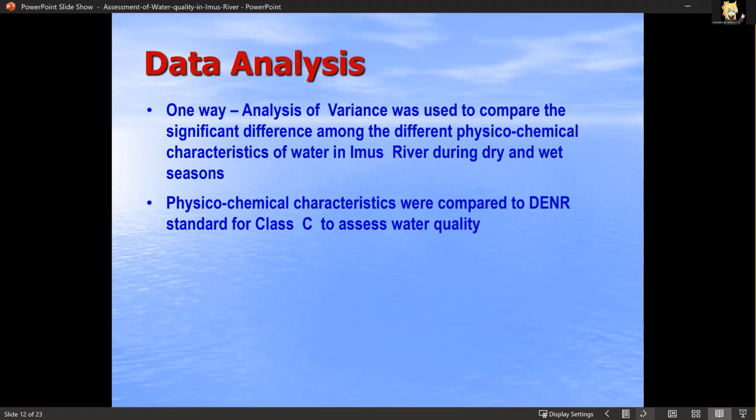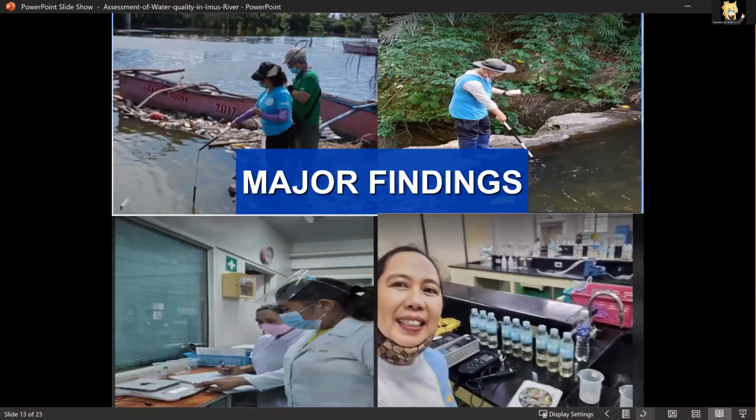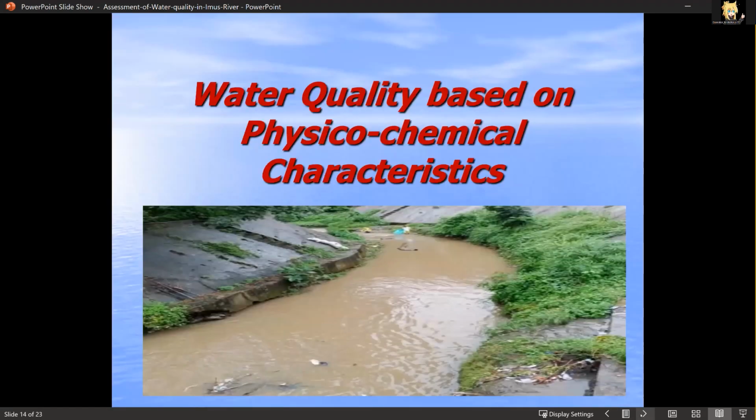Okay, so for data analysis, statistical analysis includes the one-way analysis of variance, or ANOVA, to compare significant difference among the different physical-chemical characteristics of water for both dry and wet season. And as I mentioned, physical-chemical characteristics were compared to DNR standard. Okay. So major findings. Next slide, please.